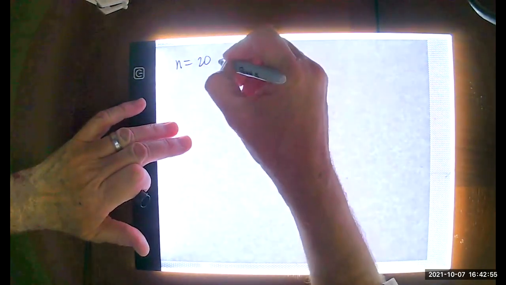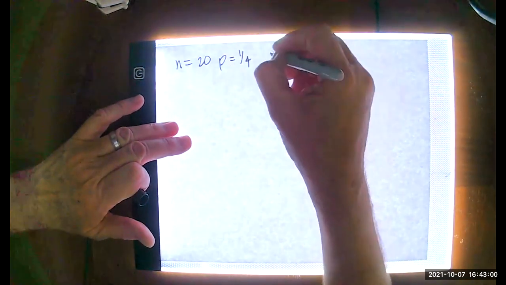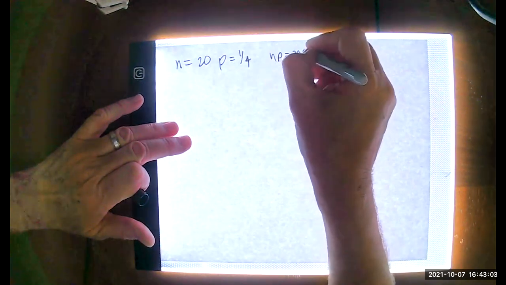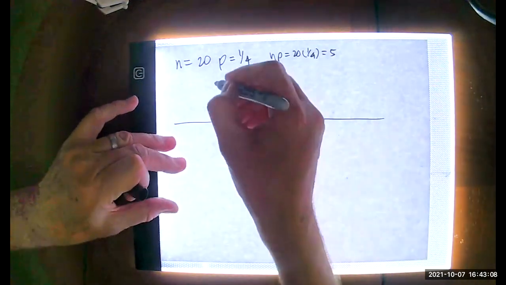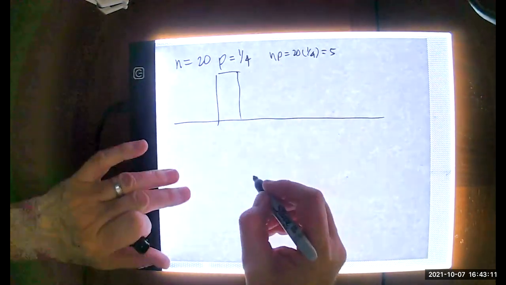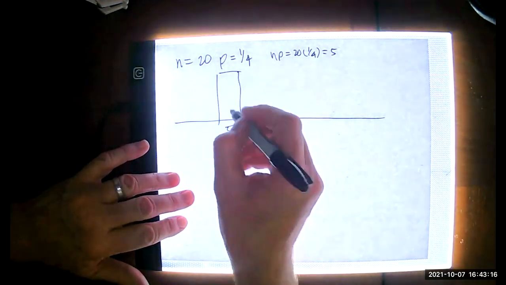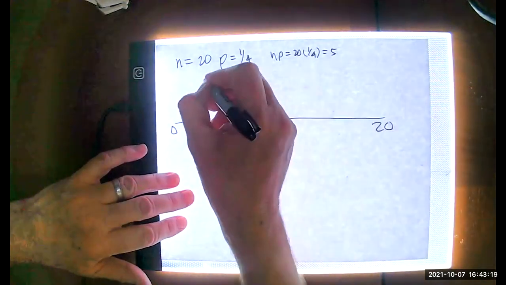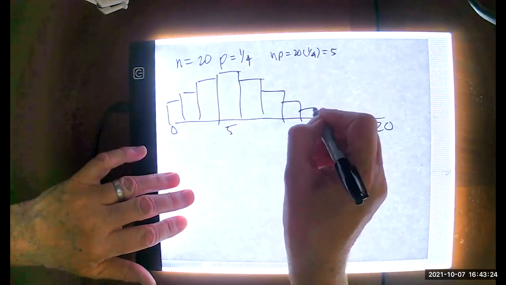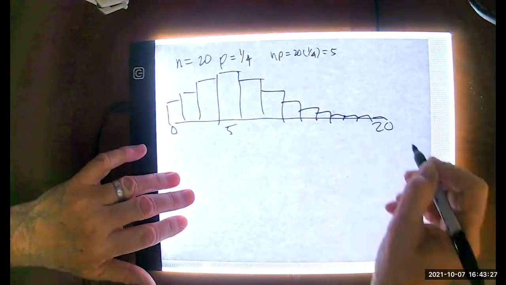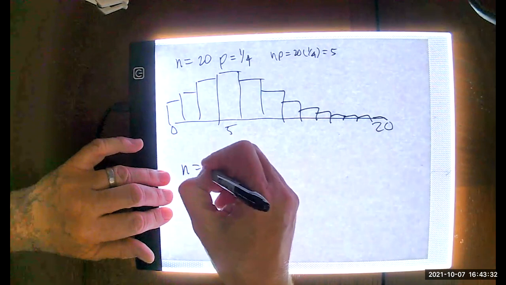Suppose we're still working with n equals 20. This time I've got p equals 1/4. n times p is 20 times 1/4, or 5. So the probability distribution would have its tallest member, or the highest probability, at 5, but it would then drop down like that, and it would really tail off here as it got up to 20. And that would go back the other way too.